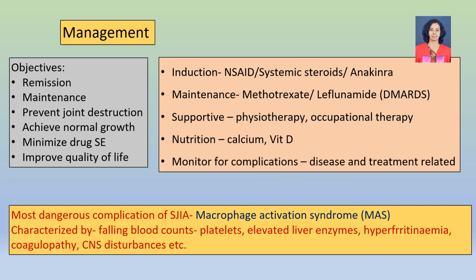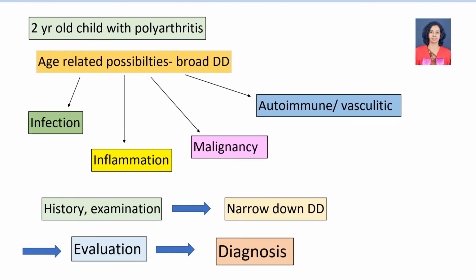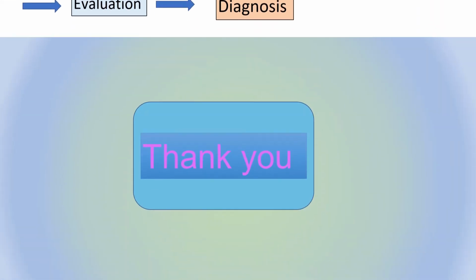Okay, right. So we have gone through the basic principles of management of a child with systemic onset juvenile idiopathic arthritis. In summary, today we did a case-based discussion of a 2-year-old child who presented with fever and polyarthritis. So we considered the age-related possibilities and arrived at a broad differential diagnosis considering the infective etiologies, inflammatory conditions, malignancies, autoimmune and vasculitic conditions. And with thorough history and examination, we were able to narrow down the differential diagnosis, and with basic and further evaluation, we were able to arrive at a diagnosis.